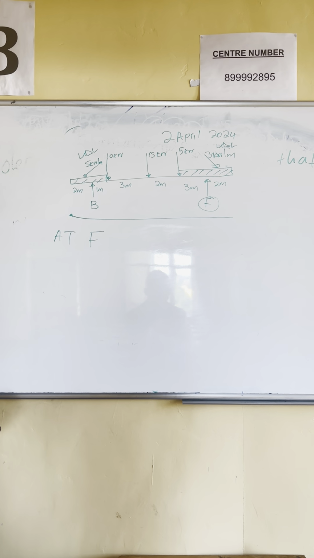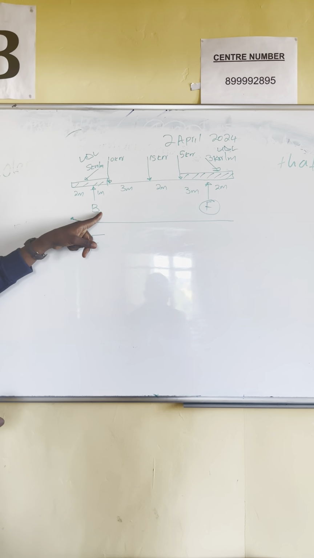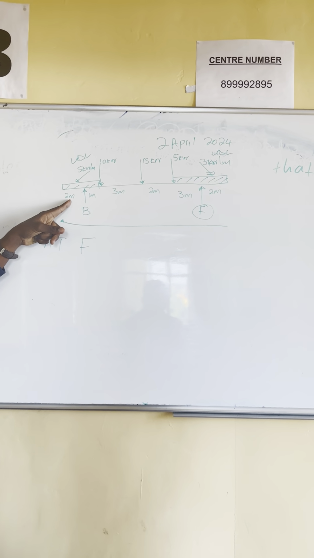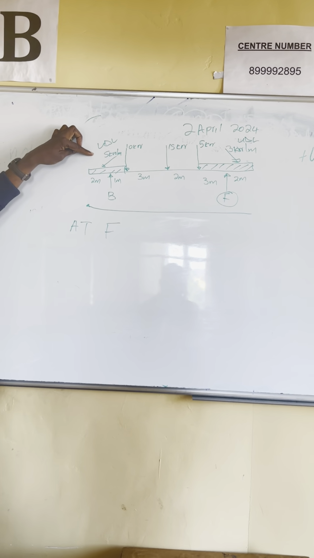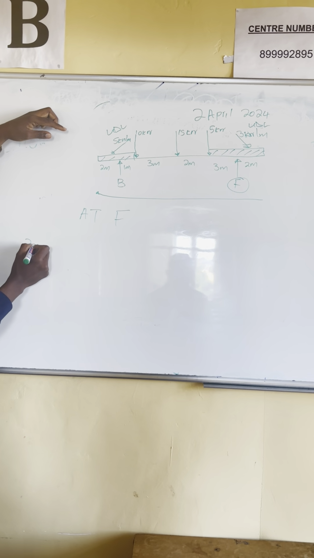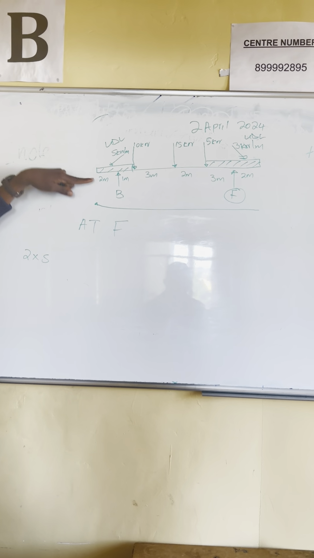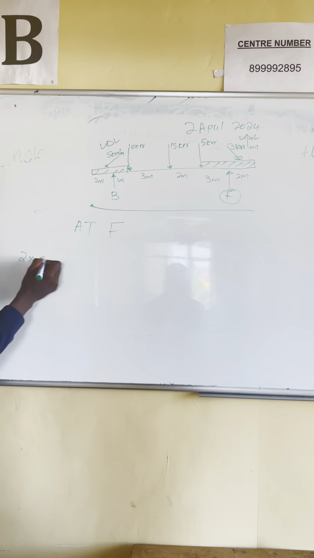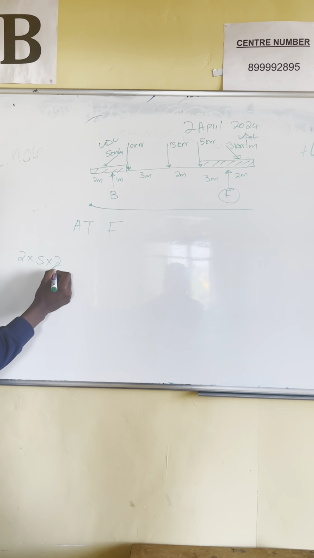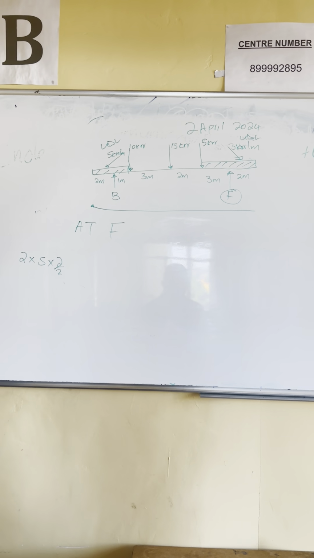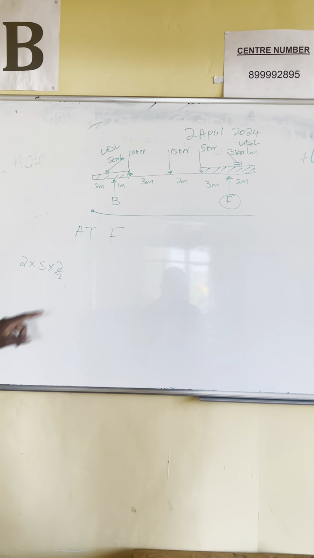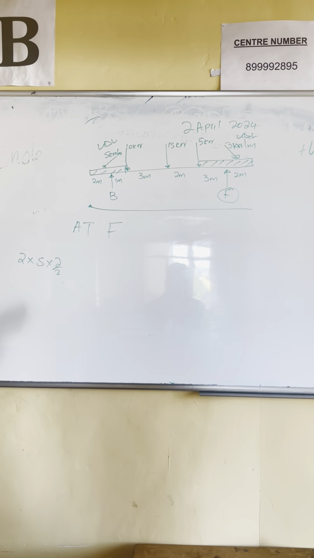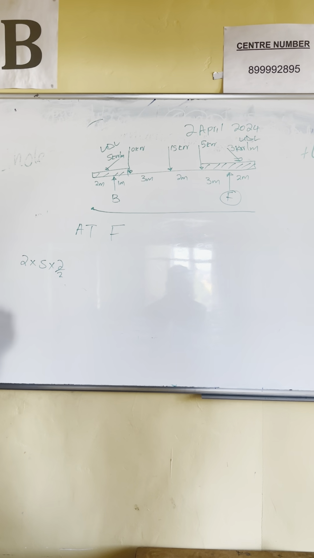You are standing here. You are approaching F. First of all, what is going on? You have a force from the UDL. It means you are going to work with this 2 meters by 5. It will be 2 by 5. And then times half of this 2. Or we can also say times 2 over 2. This 2 over 2 is a half of 2. Because 2 times 1 over 2 is 2 over 2.